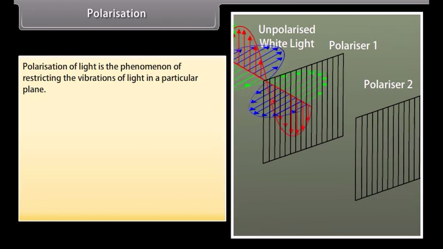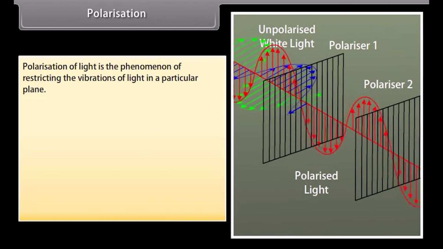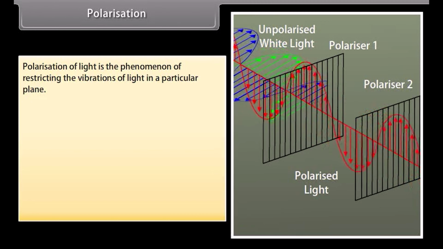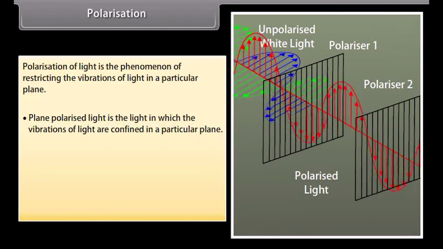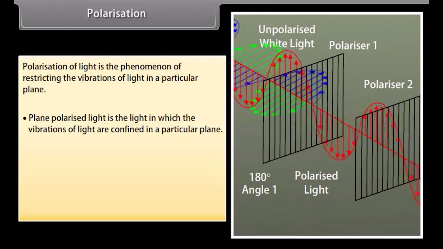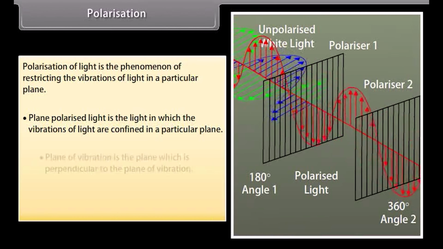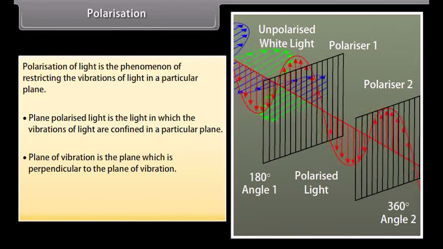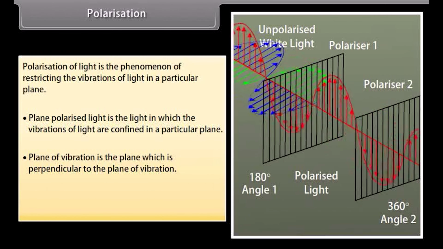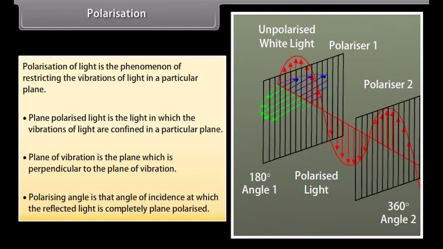Polarization. Polarization of light is the phenomenon of restricting the vibrations of light in a particular plane. Plane-polarized light is the light in which the vibrations of light are confined in a particular plane. Plane of vibration is the plane which is perpendicular to the plane of polarization. Polarizing angle is that angle of incidence at which the reflected light is completely plane polarized.